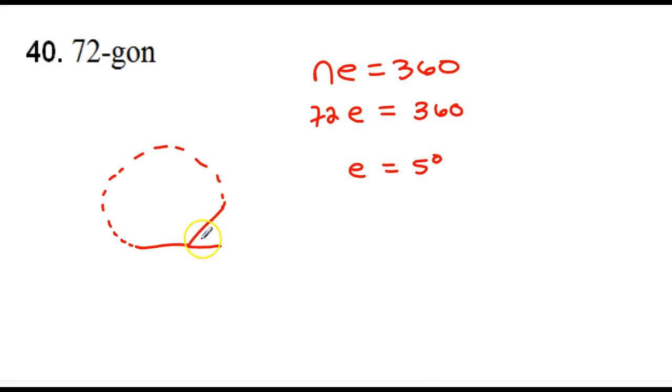So this isn't drawn to scale, but that's okay. And remember, I can also figure out what the interior angle is because I know they're supplementary. 180 minus 5 gives me 175 degrees. So a 72-gon is going to have a very large angle right here, almost 180. It's going to look like a straight line almost.